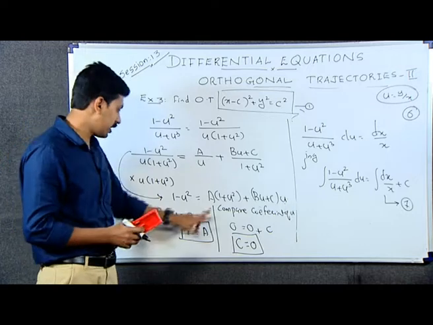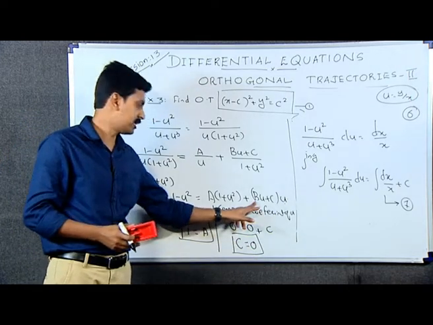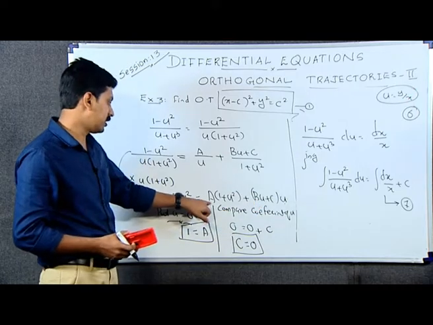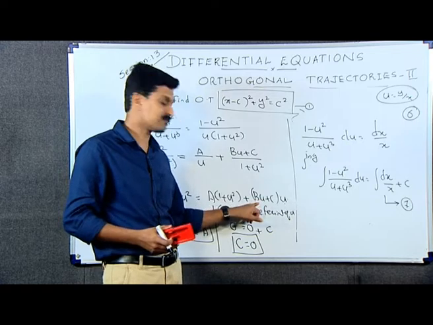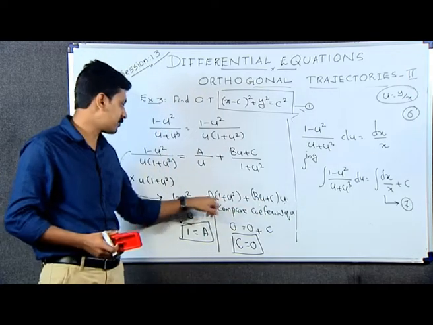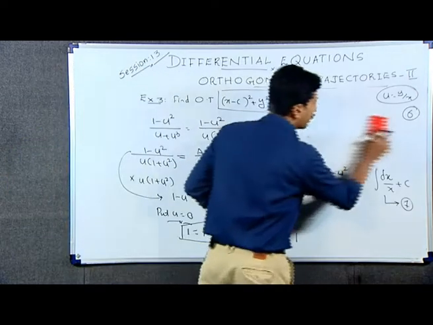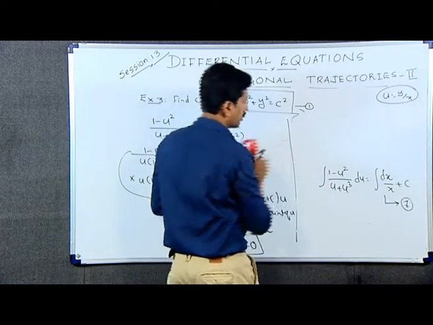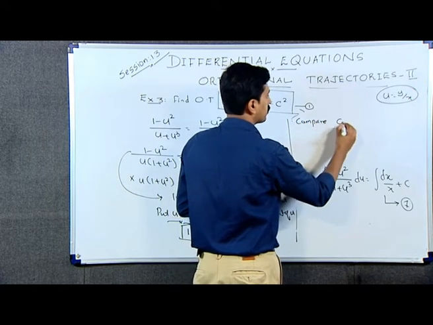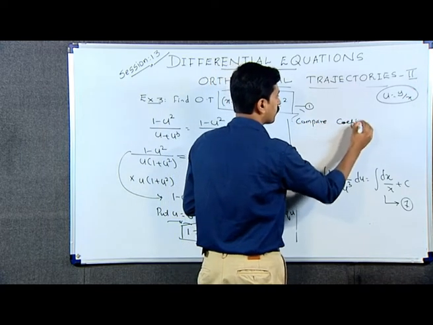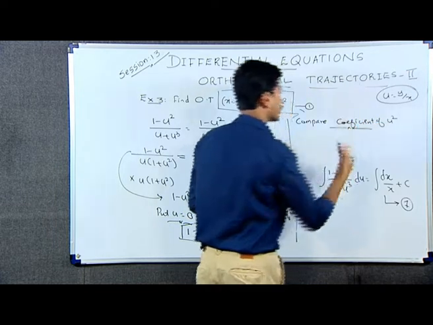Now, we found a and c, it remains only to find b. How will we find b? Here b is a coefficient of u square, and a is also a coefficient of u square, since there is a term of u square here. So, compare the coefficient of u square.